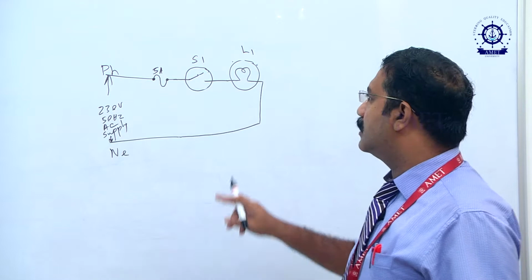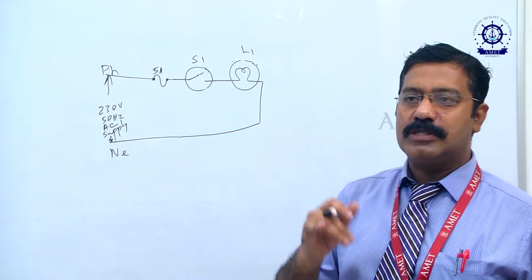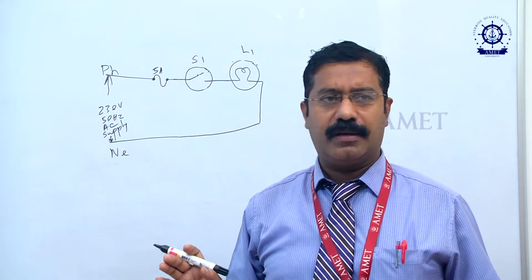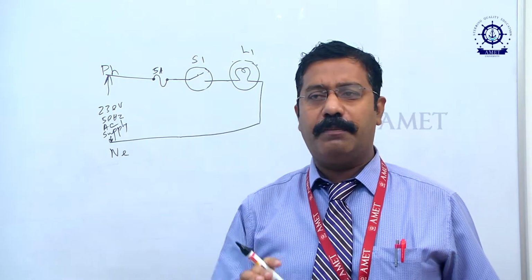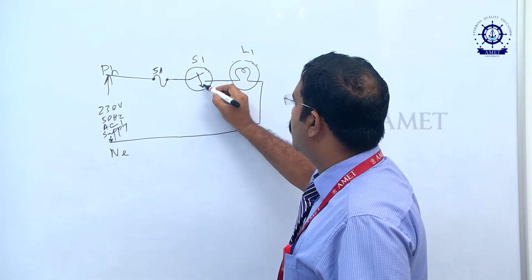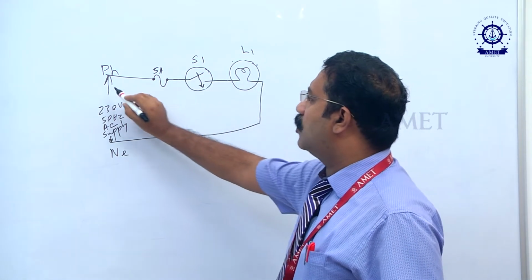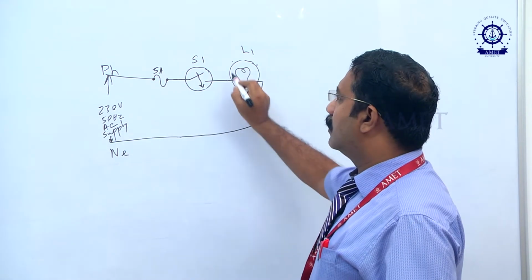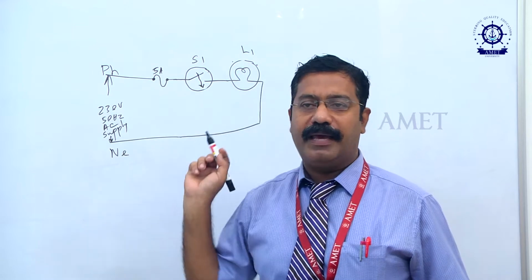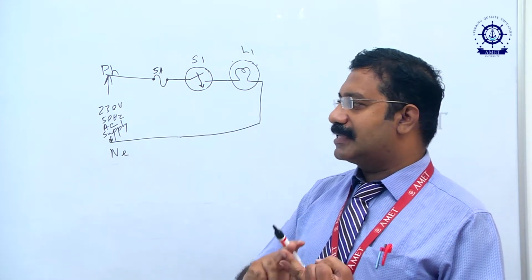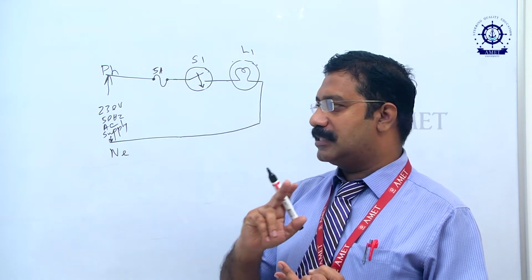The second circuit is closed circuit. For example, the tube light which we have over here is on. Why? Because the switch is on. That means here the switch S1 is closed. When switch S1 is closed, current will flow from phase to neutral and the lamp will get the supply and will be glowing. This is an example of the second circuit, which is closed circuit.